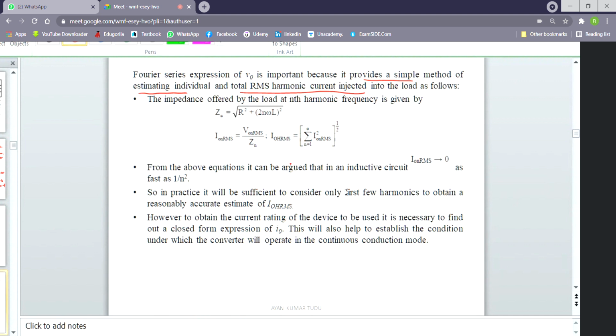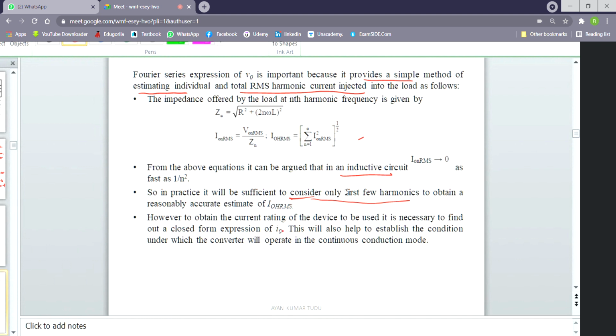From the above equation it can be argued that in an inductive circuit, this term tends to 0 as fast as 1 by n square, because depending upon the n square the value of Zn would be increasing. So this term would go on decreasing as the number of harmonics increases. In practice, it will be sufficient to consider only the first few harmonics to obtain a reasonably accurate estimate of the RMS current. Why? Because for the other harmonics, this value would be very small.